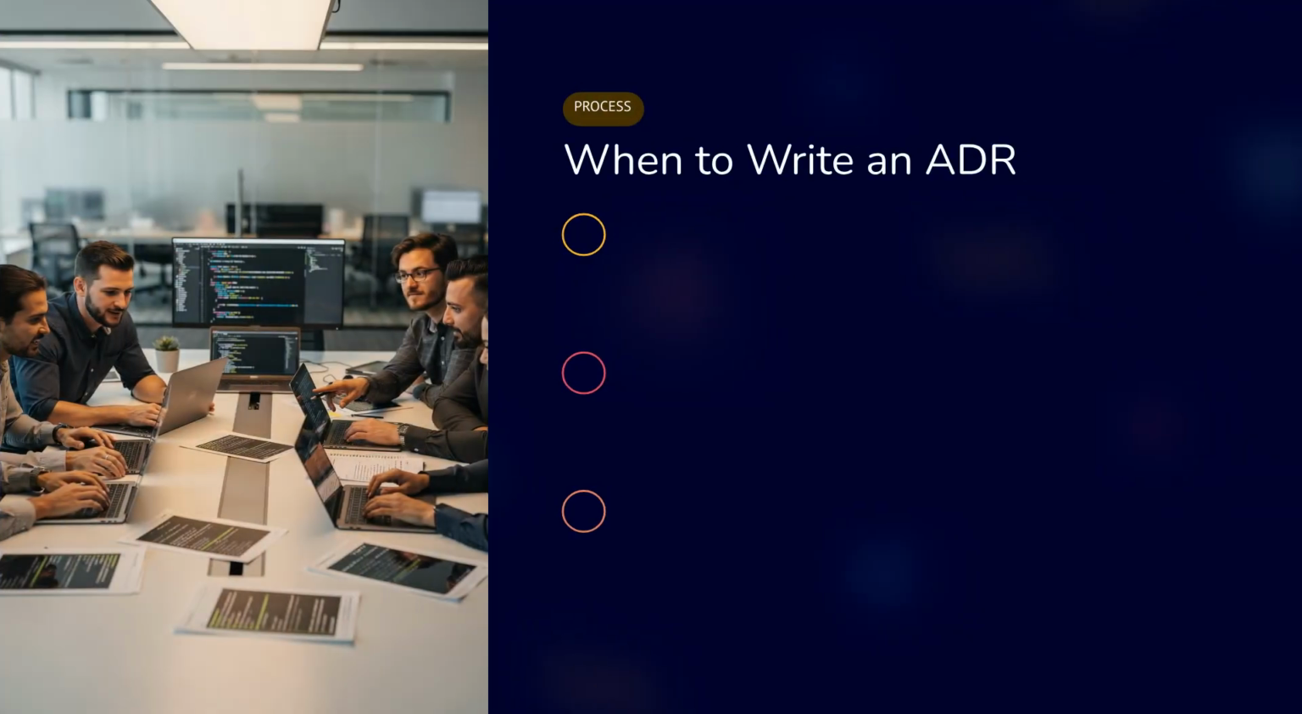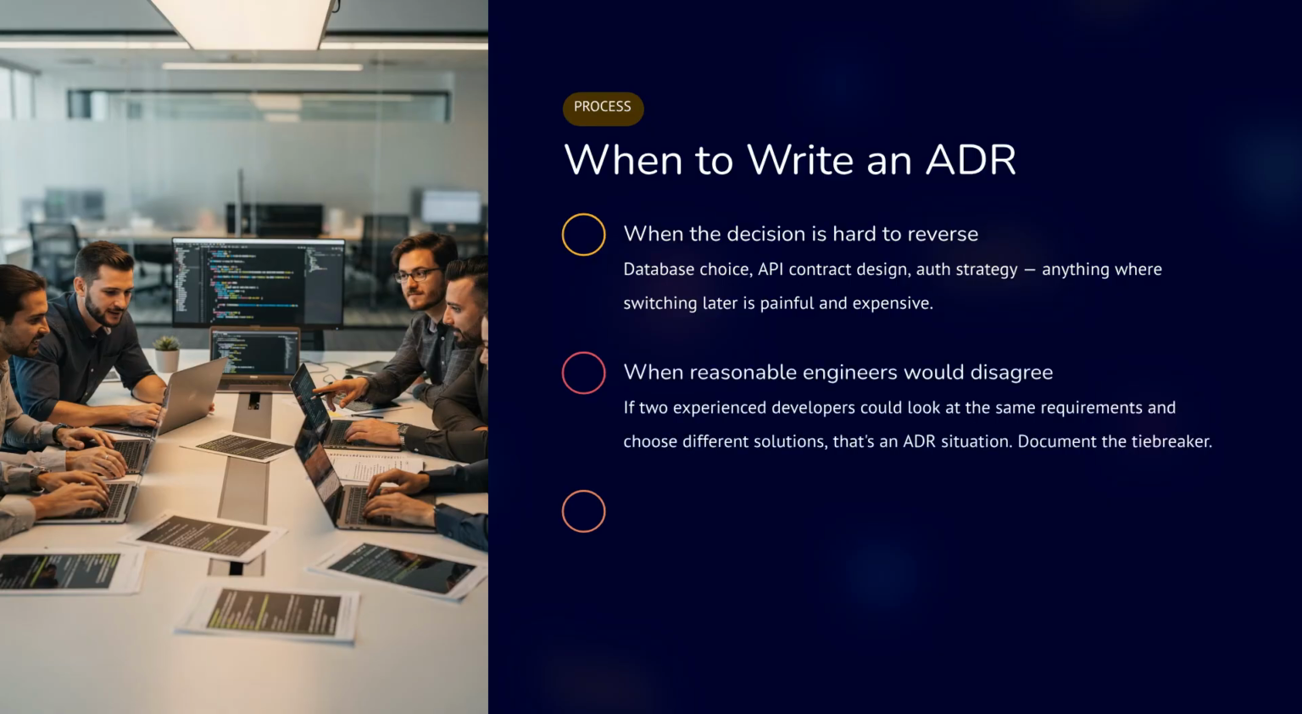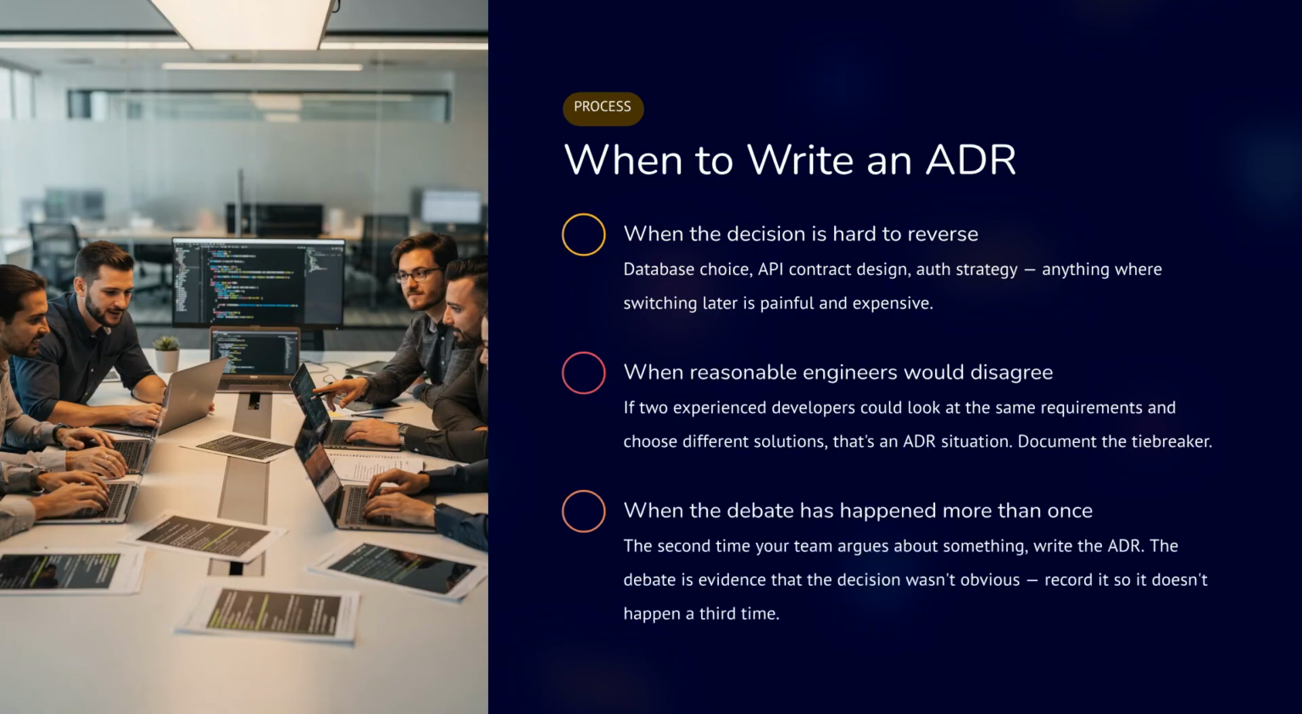Write an ADR when a decision is hard to reverse, like database or API contract choices. Also, write one when reasonable engineers would disagree on the best solution, or when the same debate has occurred more than once. Document the tiebreaker and the reasoning.